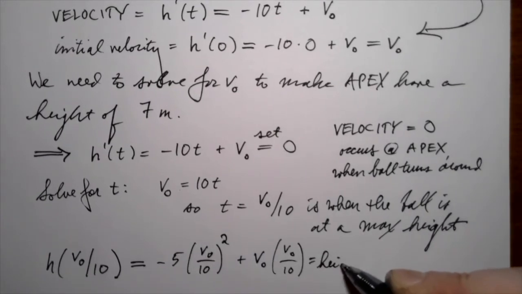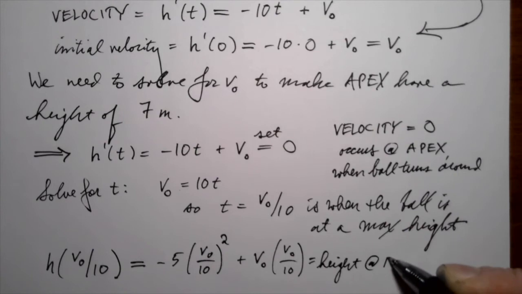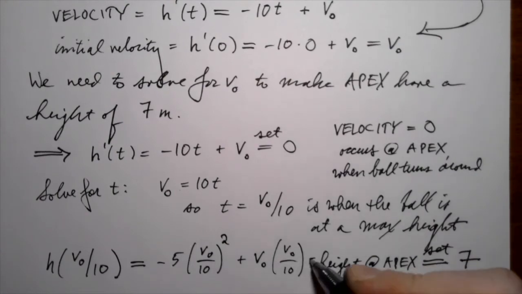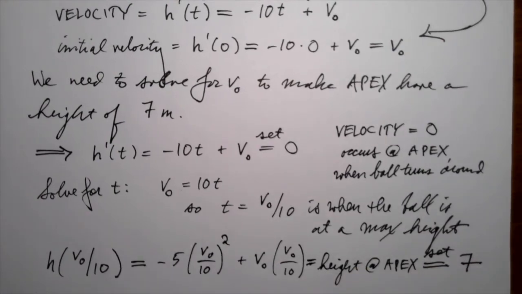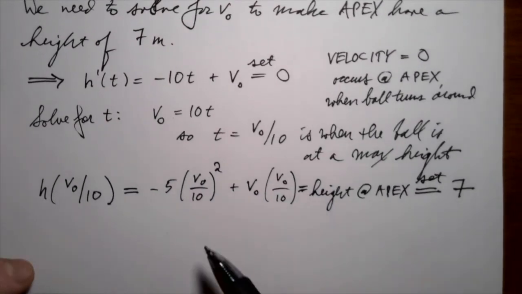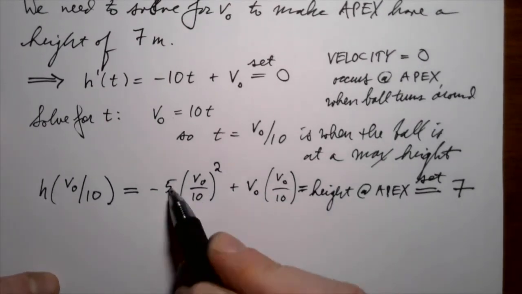Because this is the height function. This is the height at the apex. And remember, in the problem, we want that to be 7. So we're just going to set this output of the function equal to 7. Trying to force the max height to be 7. So this looks complicated, but when the dust settles, it won't be so bad. Let's do the algebra.